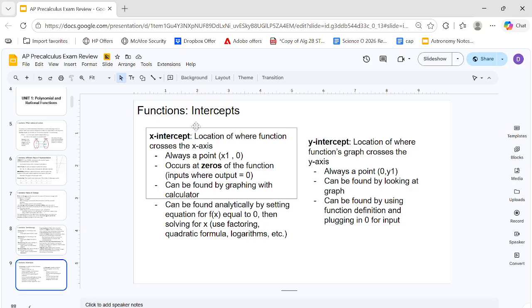Alright, so x-intercepts occur at the zeros of the function, so it's at (something, 0). And there are different ways to find that. The y-intercept is where the graph crosses the y-axis.